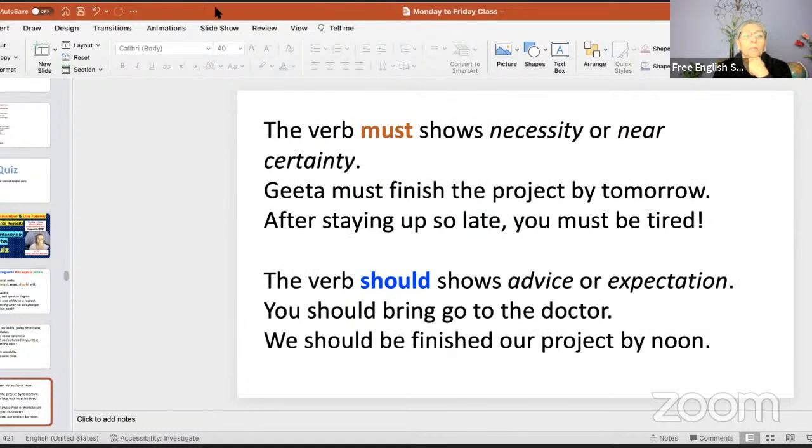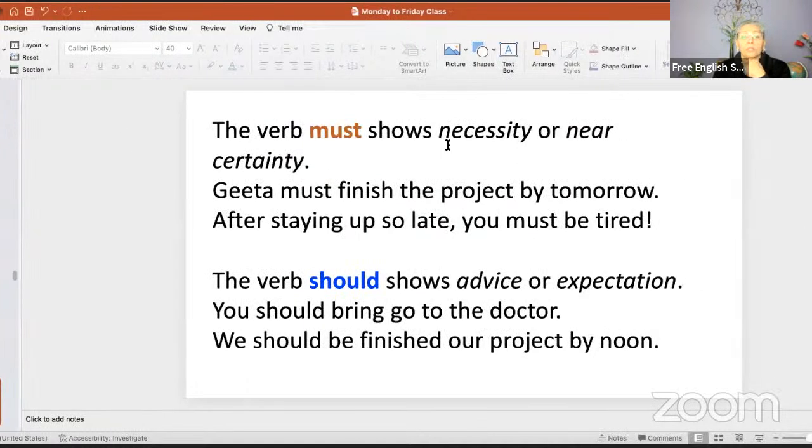Then is the must. The verb must shows necessity or near certainty. Okay, necessity, बहुत बड़ी जरूरत, और certainty होता है जो 100% काम होने वाला है. But near means कि 100% हमें नहीं पता होगा कि नहीं होगा. Near certainty है वो. Geeta must finish the project by tomorrow, right? Necessity. After staying up so late, you must be tired, right?